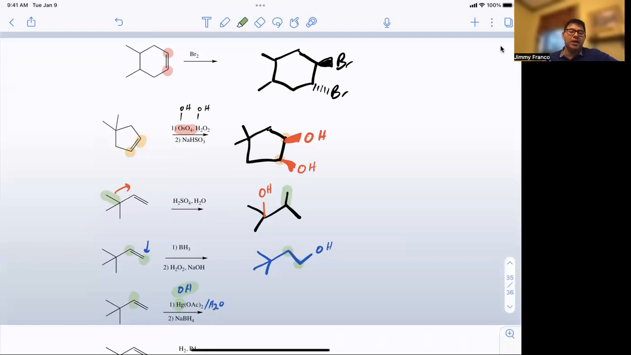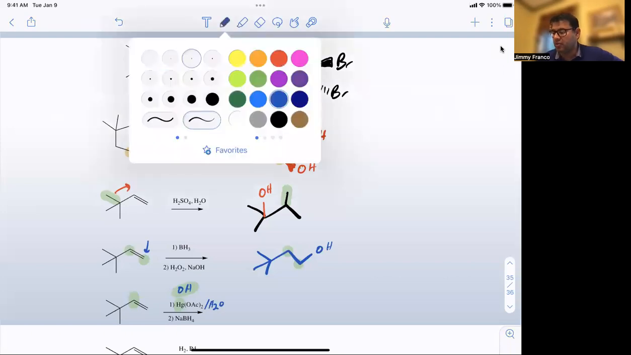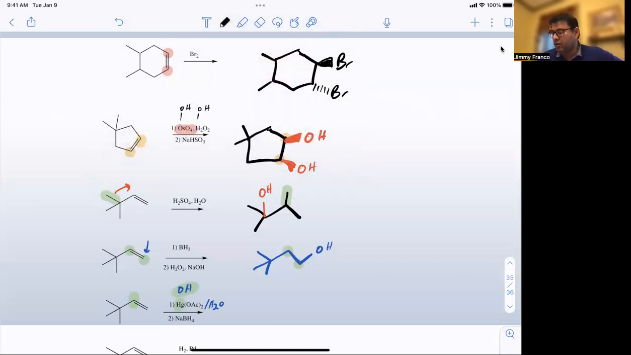So in some regards, I actually think from a drawing-the-product standpoint, it's easier because you don't have to worry about some rearrangement. You're just adding an alcohol to the more substituted carbon of the double bond. So if we look at our molecule, we can redraw it exactly the way it was, and wherever the double bond was, we pick the more substituted carbon, and that gets my alcohol.